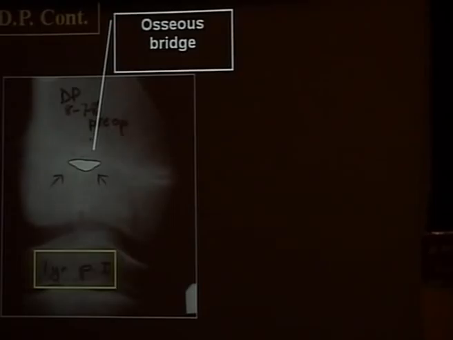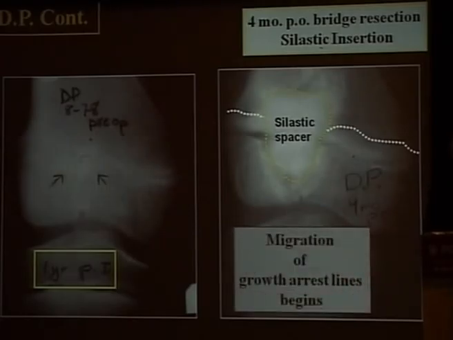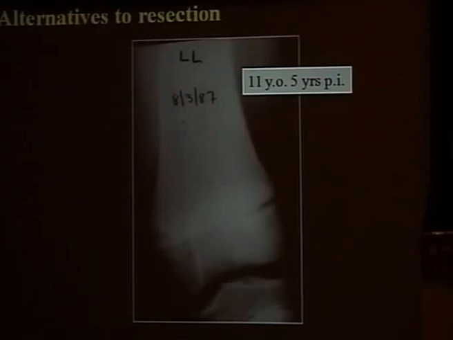At this time I was using silastic, and you can see 4 months post-resection, the silastic spacer that's in there. That silastic spacer is going to be captured by the bone in the metaphysis and drawn away from the physis. So now we know that it's growing because our Harris-Park growth arrest lines are growing symmetrically. In 3 years post-injury, despite the fact that the silastic is drawn up into the distal femur, it has continued to grow. That's what it means, it's a good success.